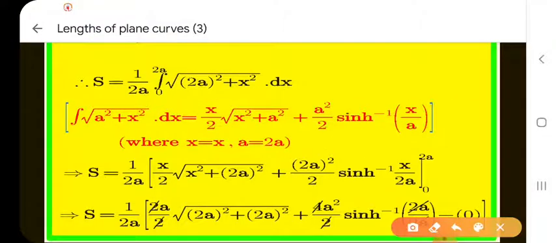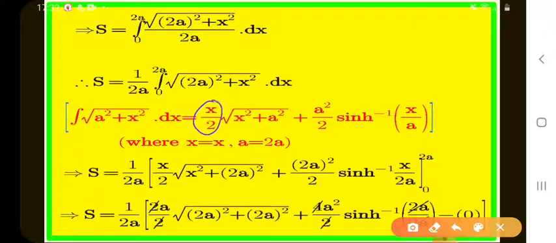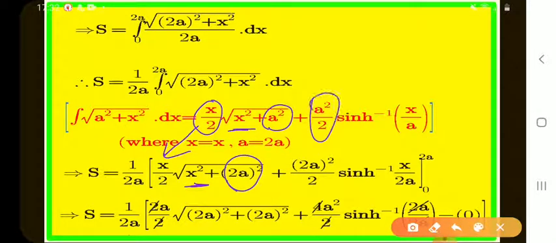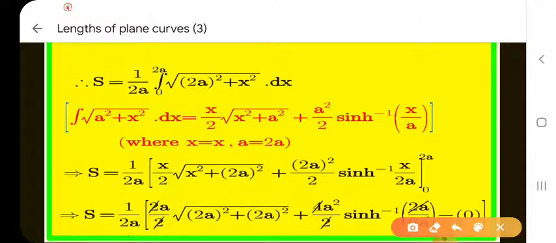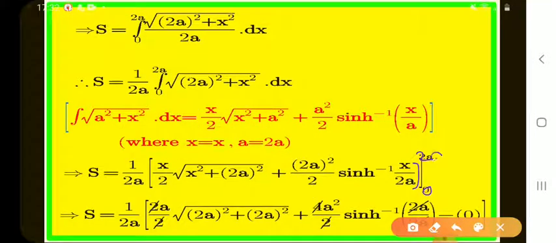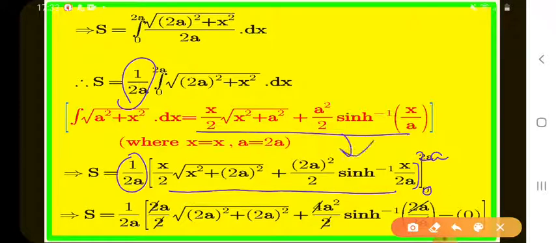So that implies S equals, what do we have to write first? x by 2. So I write x by 2 root x square plus, what is a square here? (2a) whole square, plus a square by 2, that means (2a) square by 2 sinh inverse x by a, meaning x by 2a. And what are the limits here? 0 to 2a. So I write 0 to 2a in brackets. Okay. 1 by 2a: first I wrote 1 by 2a, and the remaining is the same as the formula.